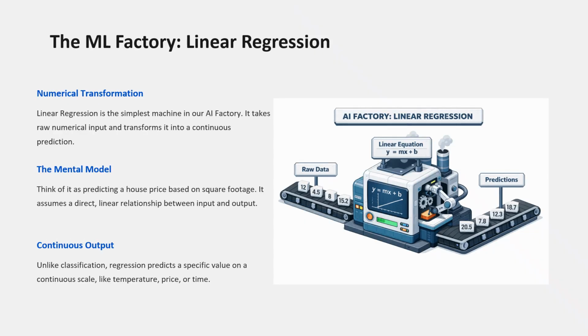So think of linear regression as the simplest machine learning model in our AI factory. It takes numerical inputs and gives us continuous predictions, like housing prices. So this isn't about classifying things. It's about predicting a specific value. We are looking for a direct linear relationship between what we know and what we want to predict.